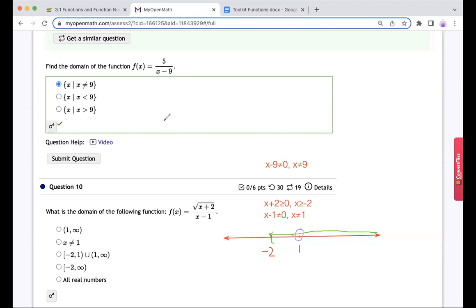So again, the two questions you ask: do I have a fraction? Then make sure the denominator cannot be 0. And the second question you ask: do I have a square root? Whatever is under the square root has to be greater than or equal to 0. From that, you find the domain. So now you can try your work.